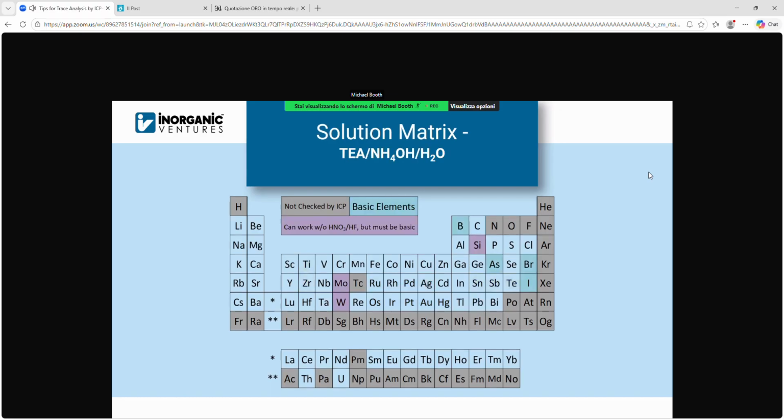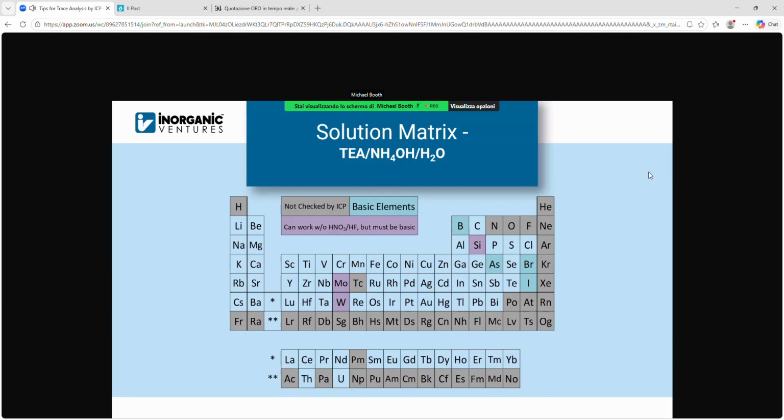So let's look at basic matrices. A basic matrix could be a regular base like potassium hydroxide or sodium hydroxide. You could use triethanolamine, or what we call TEA, or ammonium hydroxide and water. The basic elements I mentioned at the very beginning of this, bromide and iodide, need a basic matrix to do your analysis. If you try to use an acidic matrix, especially with things like bromide, you'll probably start to see your tubing turn red. That's kind of an indication that you're not going to have a very good analysis. So stabilizing those elements in basic matrices is going to work out better.